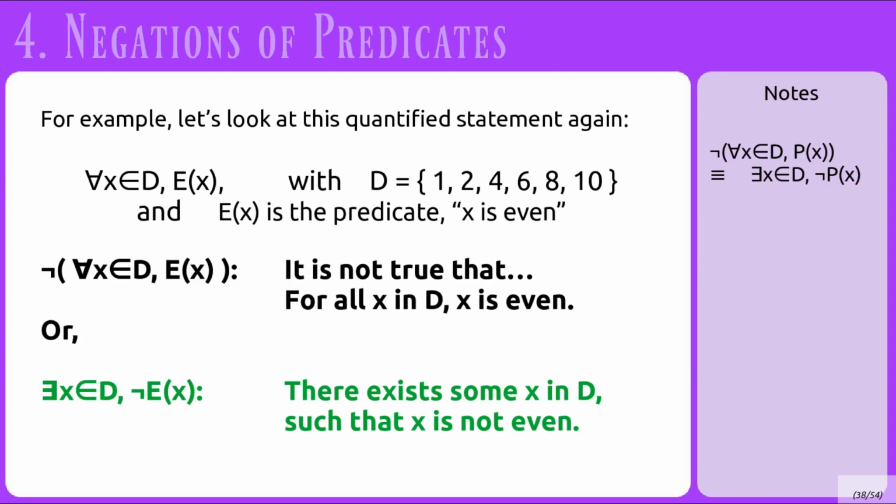Well, if we negate for all x in D, E of x, we are essentially saying it is not true that for all x in D, x is even. This negation comes out to be there exists some x in D such that not E of x. Or, in English, there exists some x in D such that x is not even.